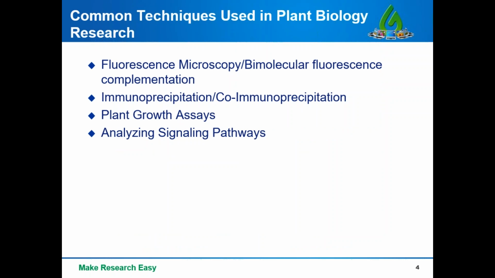So some common techniques used in plant biology research. One of the main ones I've seen during my time at University of Maryland is fluorescence microscopy, and furthermore also biomolecular fluorescence complementation. I've also seen a lot of co-immunoprecipitation and immunoprecipitation used, plant growth assays, and also, in my particular field, analyzing signaling pathways. So I'm going to touch on all of these bases today during the presentation and hopefully help you troubleshoot whatever issues you might be having with your own plant-related research.